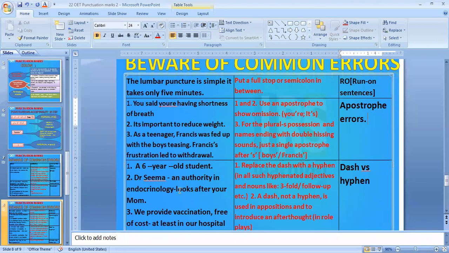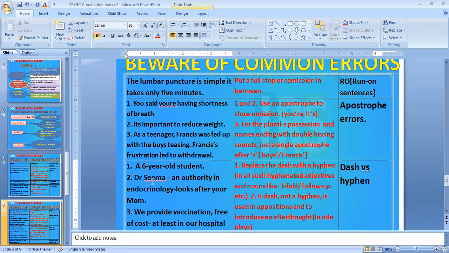Next, number one, a 6-year-old student. Actually, the error is this dash. This is a long one, no? Long ones are called dashes and short ones are hyphens. So you don't use a dash, we use a hyphen. So remove this dash and put a hyphen: a 6-year-old student. So it should be a hyphen, not a dash. So the confusion is between dash and hyphen.